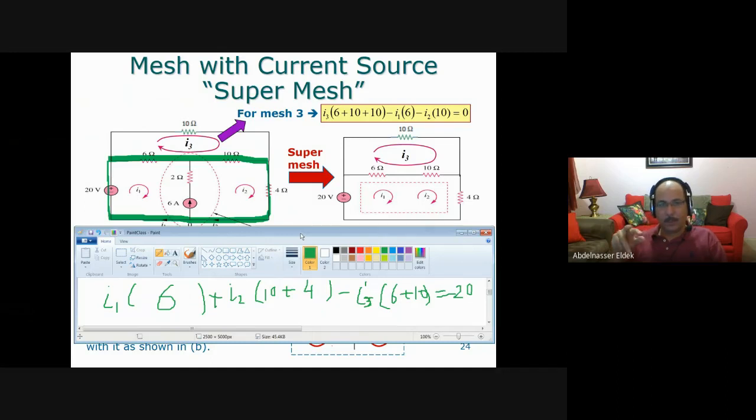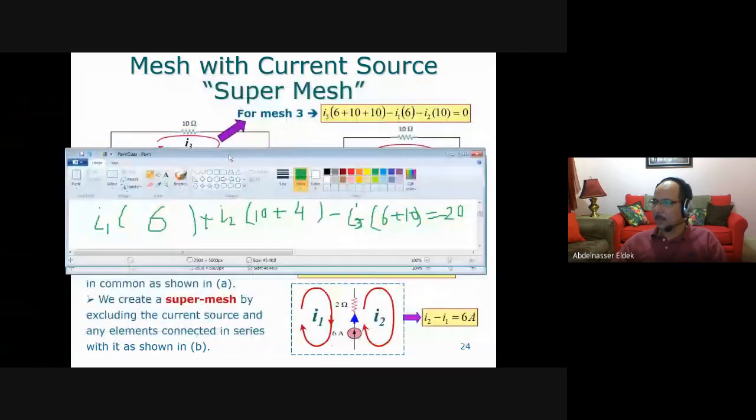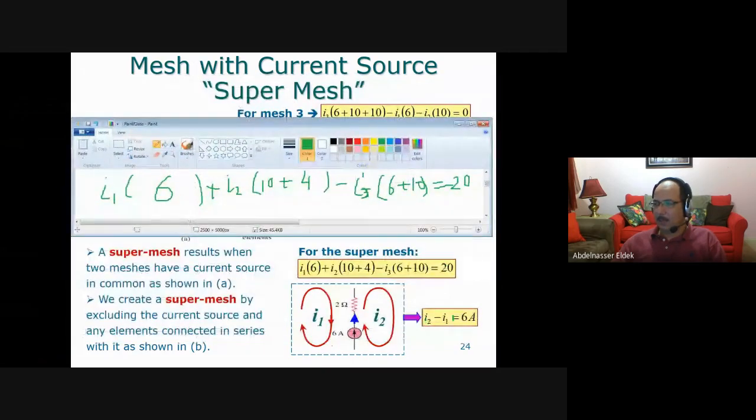So for the super mesh, first you write the relationship between I1 and I2. It's clear here that 6 ampere equals I2 minus I1. So this will be the first equation. You see I2 minus I1 equals 6 ampere. And the second equation is exactly like what I wrote here. There is no negative here.